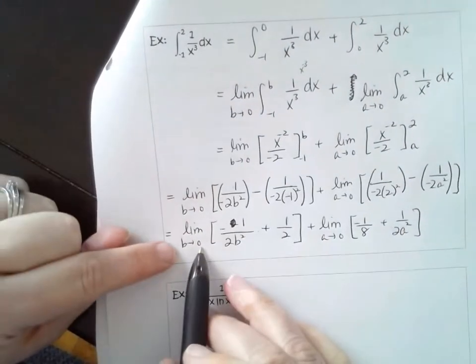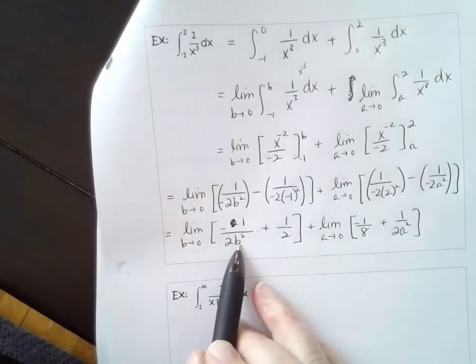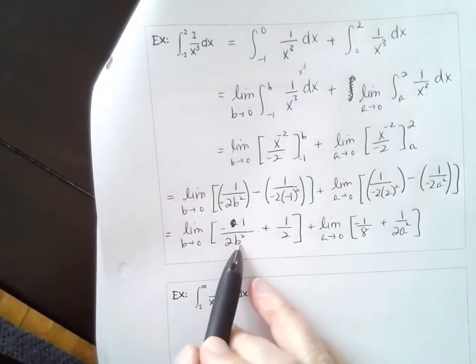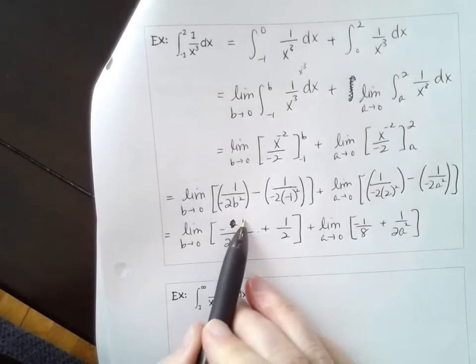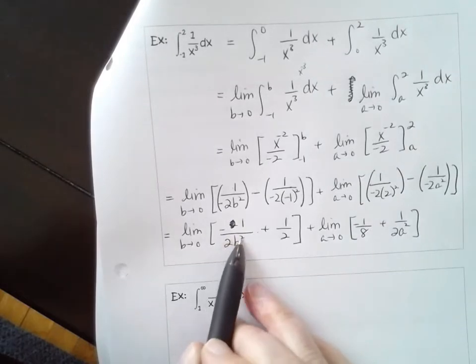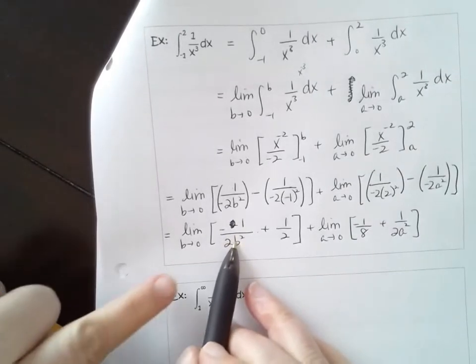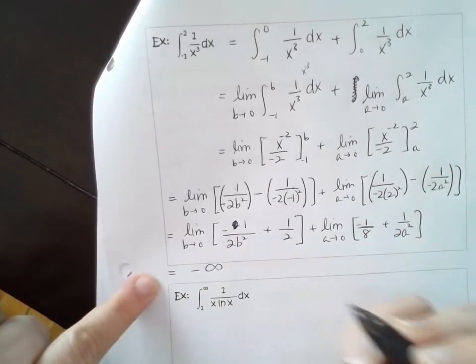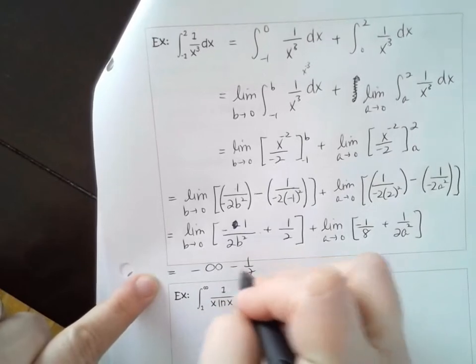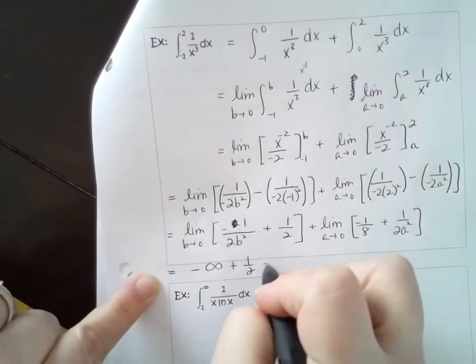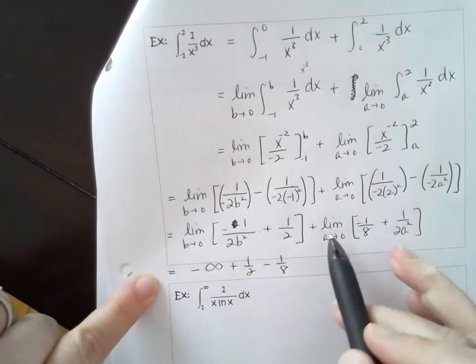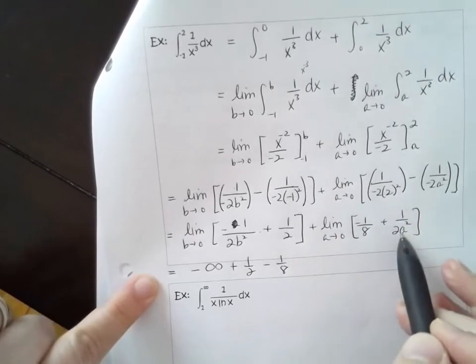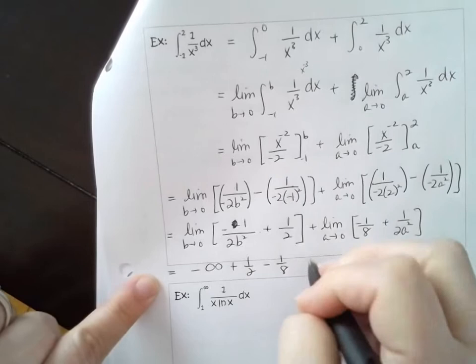All right, if b approaches 0, remember it's approaching 0. It's not actually 0. So -1 divided by 0, or something really close to 0, would be infinity. In fact, it would be a negative infinity. And I'm going to add 1/2 to it. And then I'm going to subtract 1/8. And then I'm going to add 1/2 times, this is going to be a positive infinity.